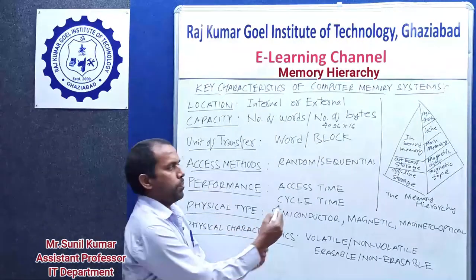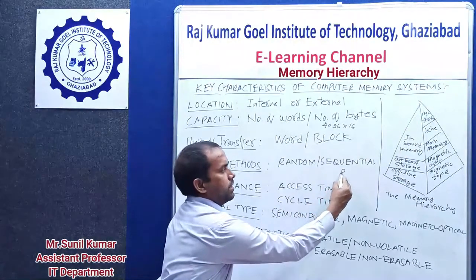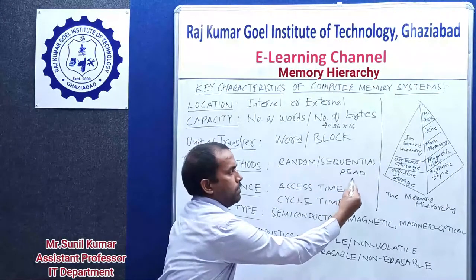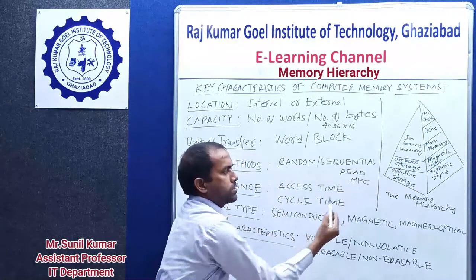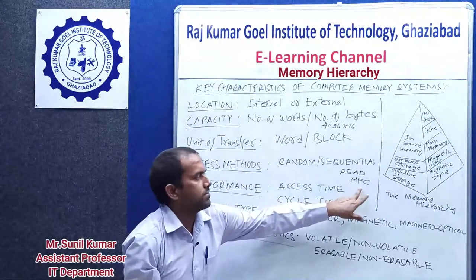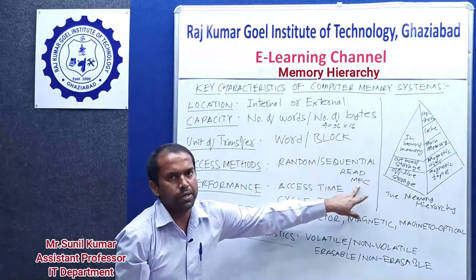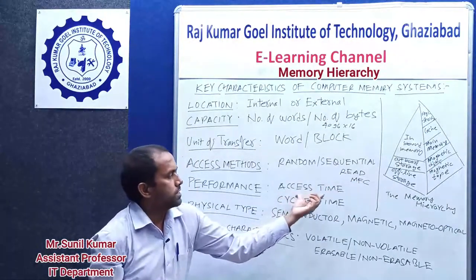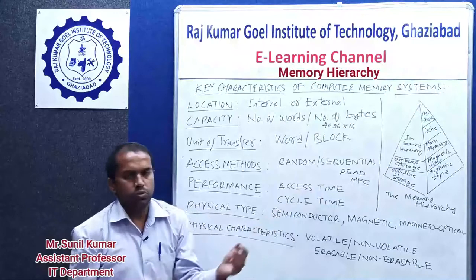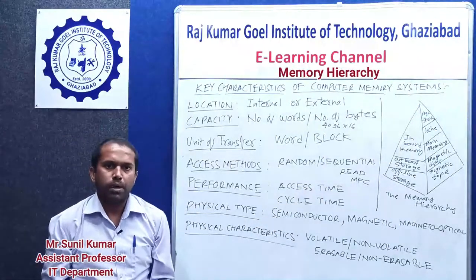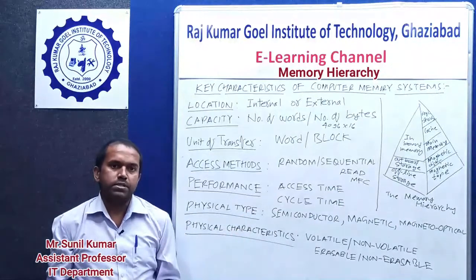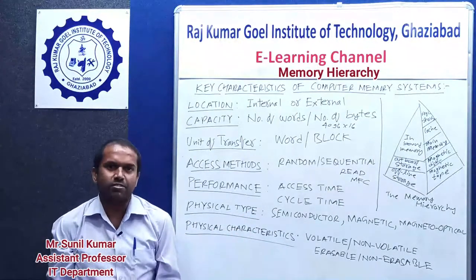Suppose a read operation has been initiated, and after some time a control signal is received, that is MFC. MFC stands for memory function complete, meaning the read operation has been finished. This is known as access time. The time required to read or write on a memory location is known as access time. What is cycle time? Cycle time is the time delay between two successive read operations or write operations.